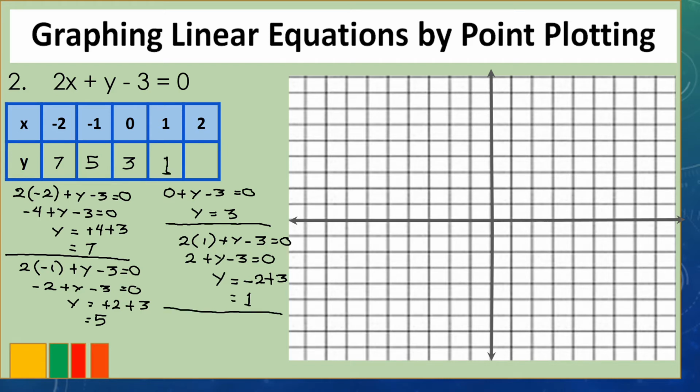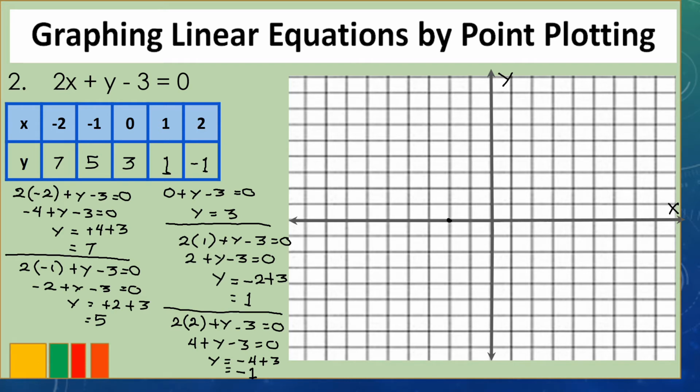For the last ordered pair, where x is equal to 2, 2 times 2 plus y minus 3 equals 0. So this will be 4 plus y minus 3 equals 0. Again, by addition property of equality, add the opposite sign of both constants. It will be negative 4 and positive 3. y is equal to negative 1. Now, after we obtain and complete the table, we can plot the ordered pairs x and y. x is negative 2, y is 7 is our first ordered pair.